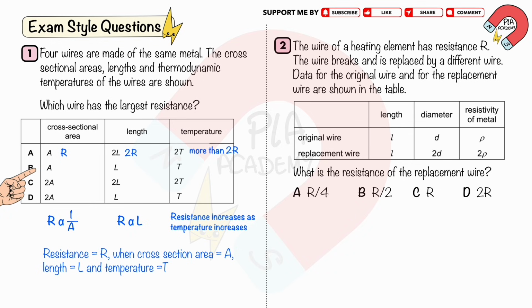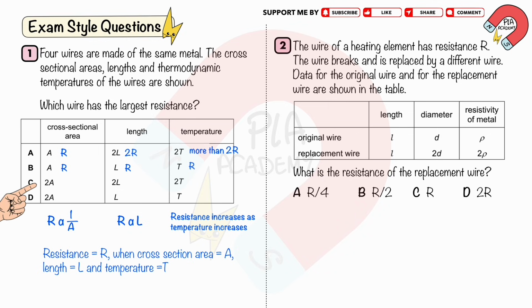Choice B. The cross-section area remains the same, so the resistance remains the same, becoming R. The length remains the same, so the resistance also remains the same, becoming R. The temperature remains the same, so the resistance stays the same as R.